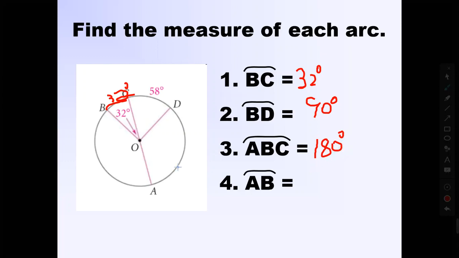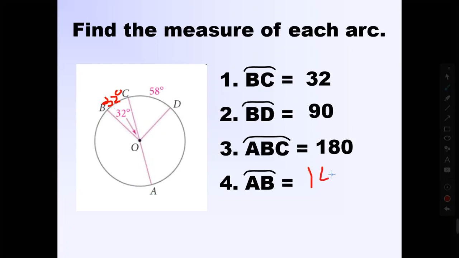Let's go over the last one. They ask you for AB. AB is not half of a circle. It's a minor arc, but how do we find its measure? We know the whole ABC is 180 degrees, and we also know BC is 32. So 180 subtract 32 is 148. So don't forget the degree sign.